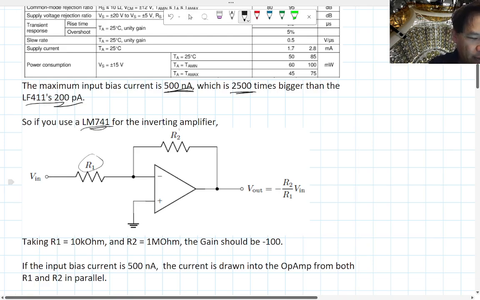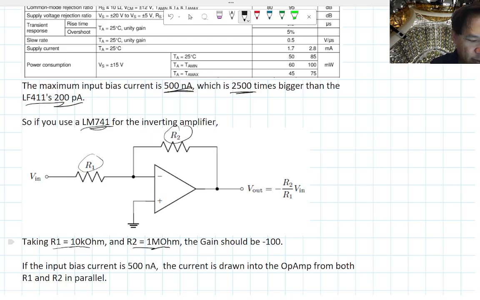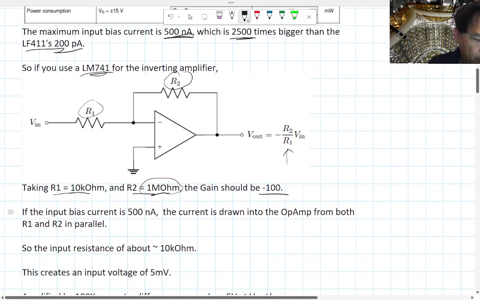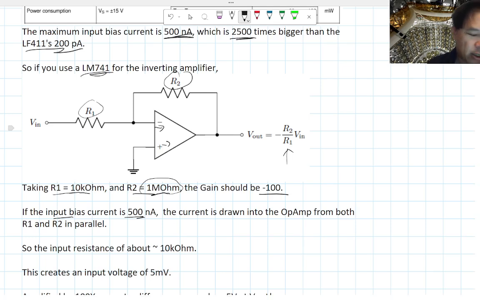And this shows up in your amplifier because, right, if you use the LM741 instead, let's say in this inverting amplifier with R1 and R2, and let's say R1 is 10 kilo ohm and then R2 is 1 meg ohm, you typically don't want to use such a large feedback resistor because to constrain the current quite a bit. But if you just do the ideal situation, you have a gain of negative 100 here from just this equation here, right? So if you have input bias current, what that means is that these inputs are actually drawing current, right? 500 nanoamp, 500 nanoamp.